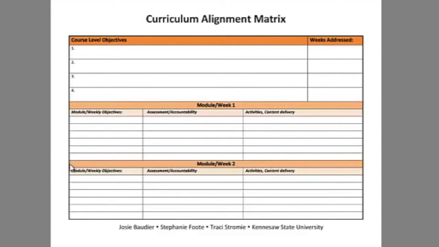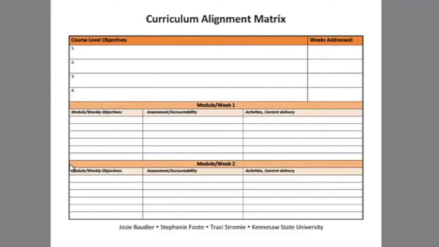Making sure that we're clear about those. They're written in observable and measurable terms, maybe using verbs from Bloom's taxonomy. And once we know what we want our students to be able to do at the end of each week or module, we're thinking about the assessment or the accountability piece.